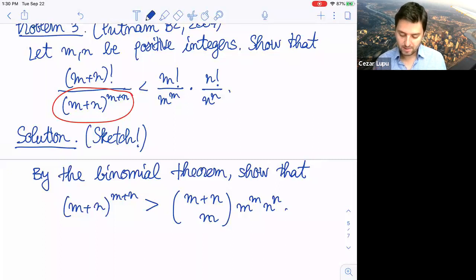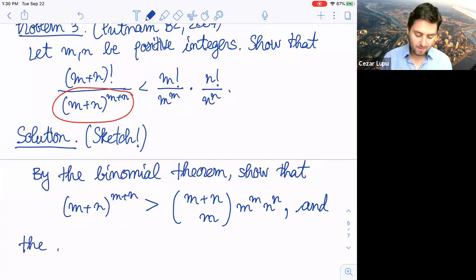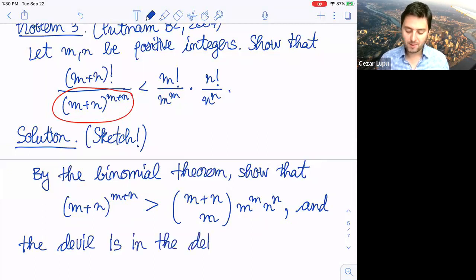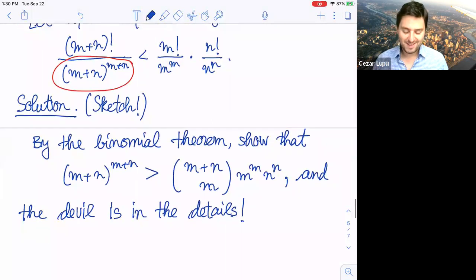Anyway, that's it. You can fill in the details, but I can say one thing: the devil is in the details. So I will let you deal with that. I'm sure you can handle the devil in these details here. Okay.